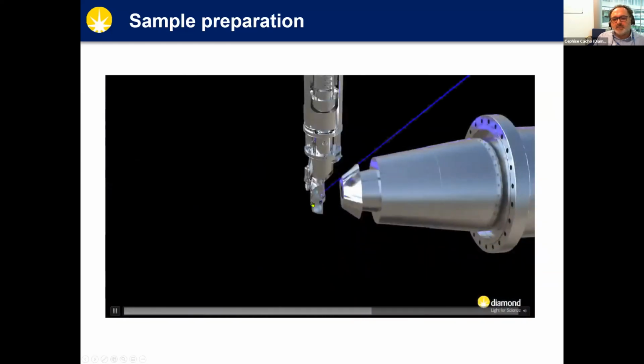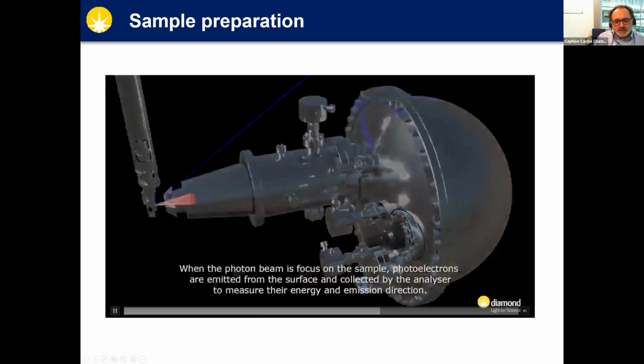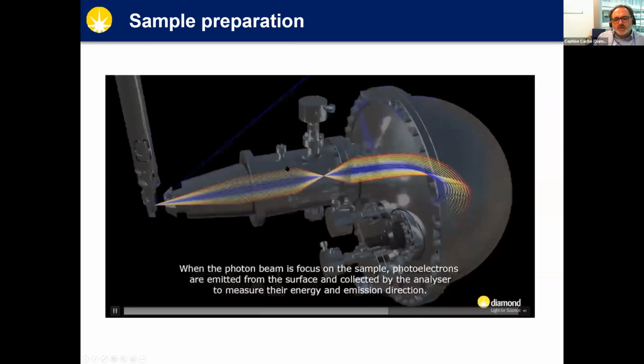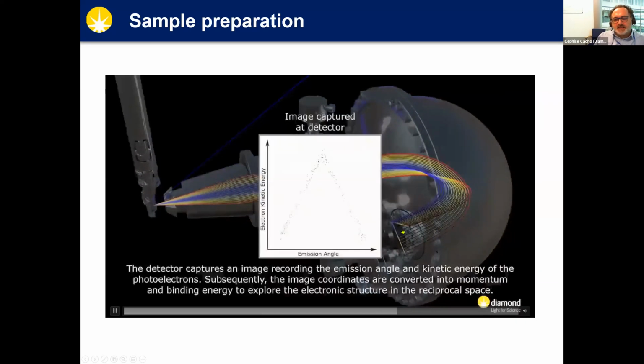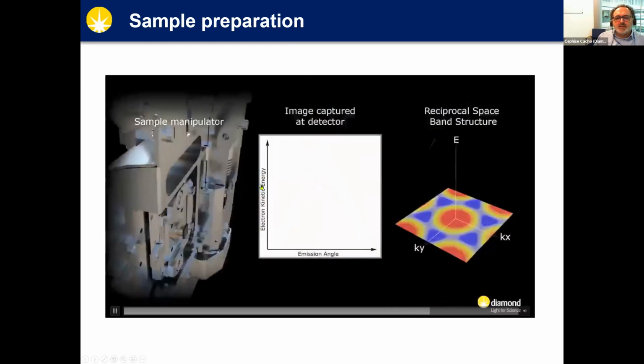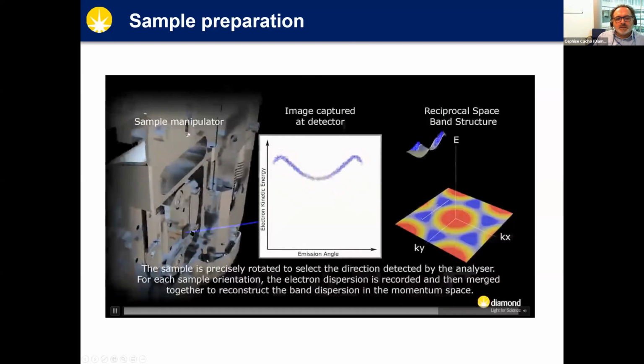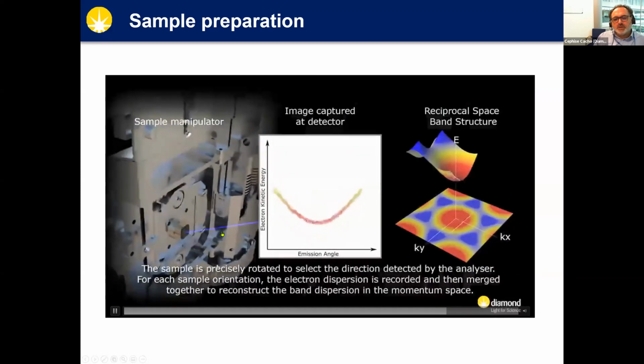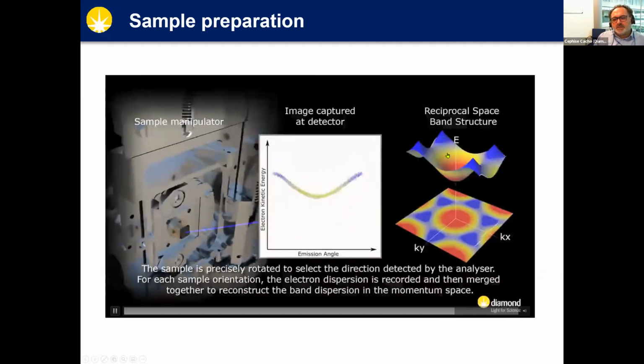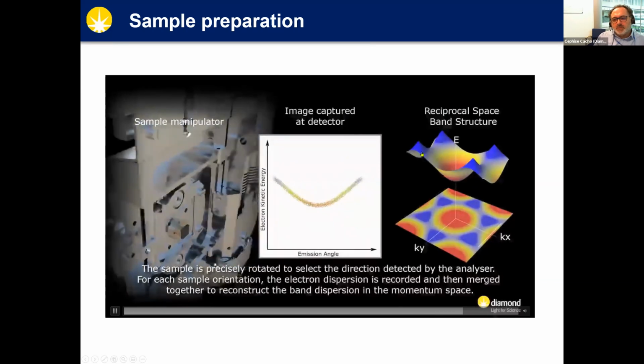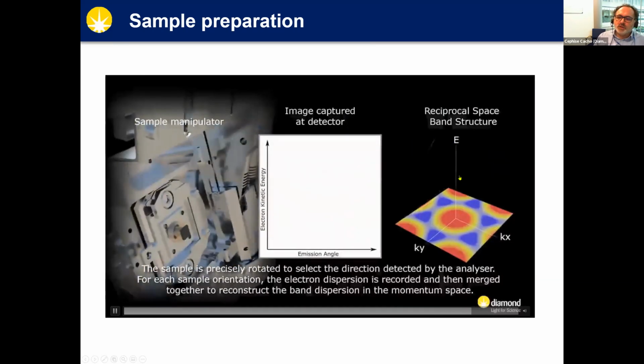Then we lower the manipulator and shine the light on it, and the photoelectrons go into the analyzer, and then they are detected at the end of the analyzer, where you have two axes. You have the angle of emission on the bottom, and you have the kinetic energy of the electrons. And by rotating the sample, we can get different variations, and that's how we rebuild the band structure of the Fermi surface. And there are different ways to do this.